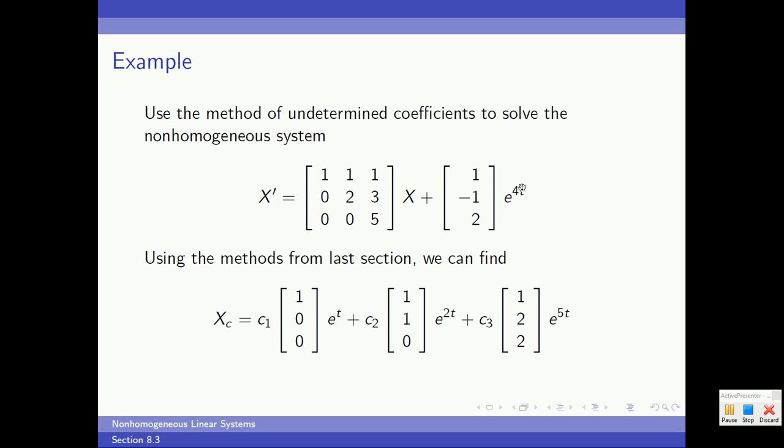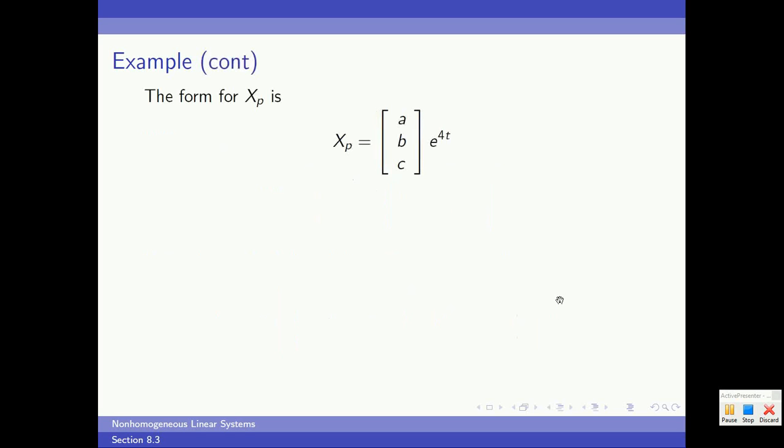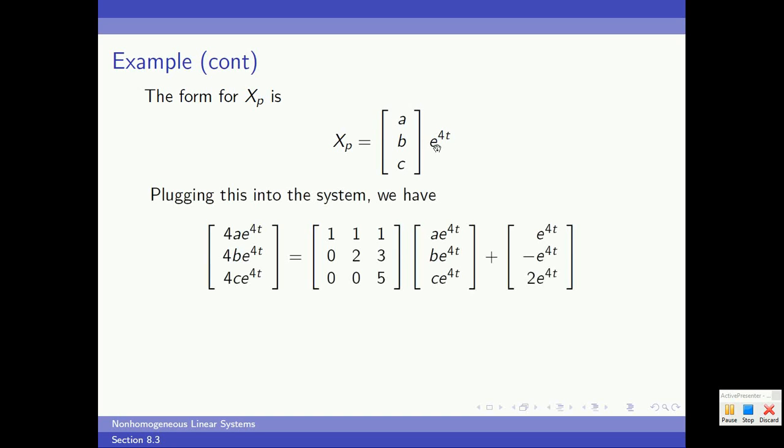So notice here that this is e to the 4t. It's not duplicated any place, so my xp is this simple vector times e to the 4t. So I plug it into my system, so I have x prime. If I take the derivative of this, I'm going to have 4 times this e to the 4t. So here's my 4's. This is my A, this is my xp, and then this is my f.